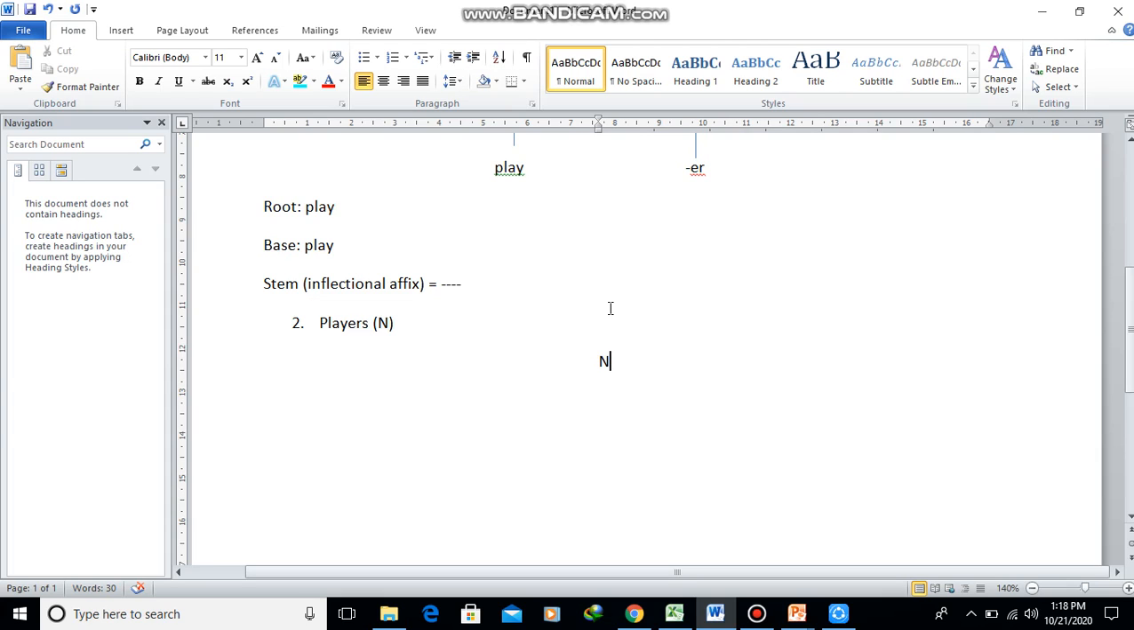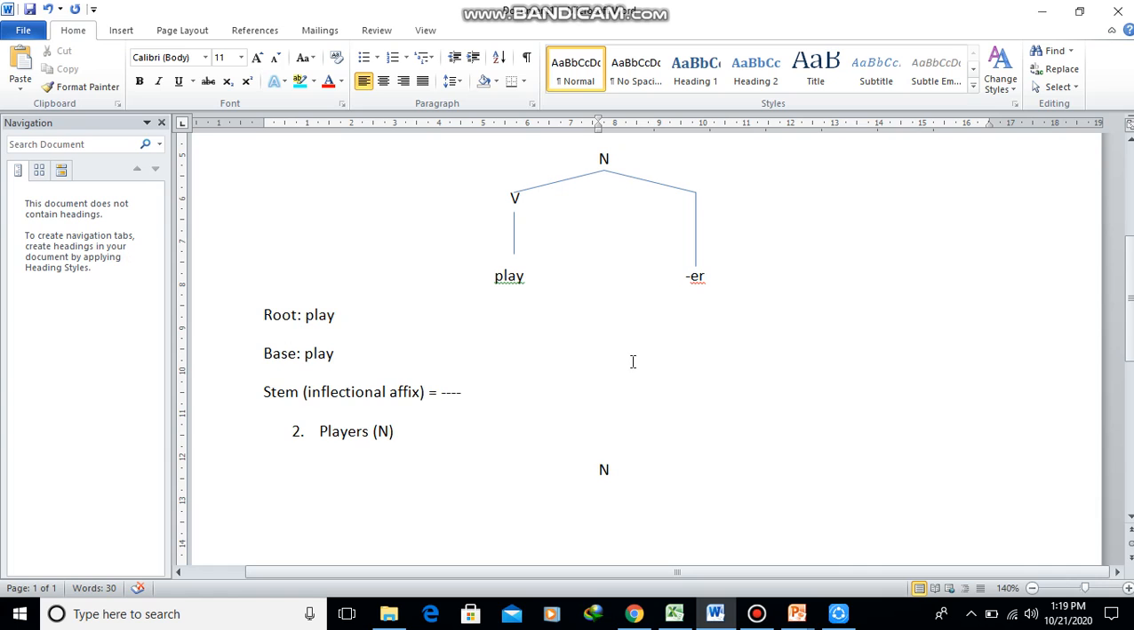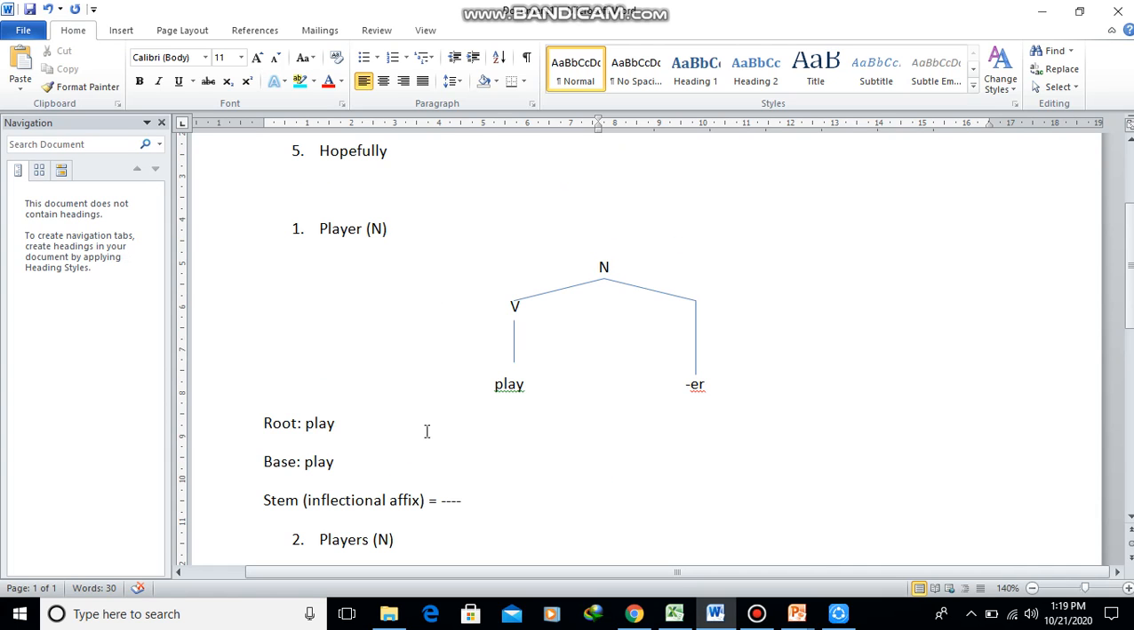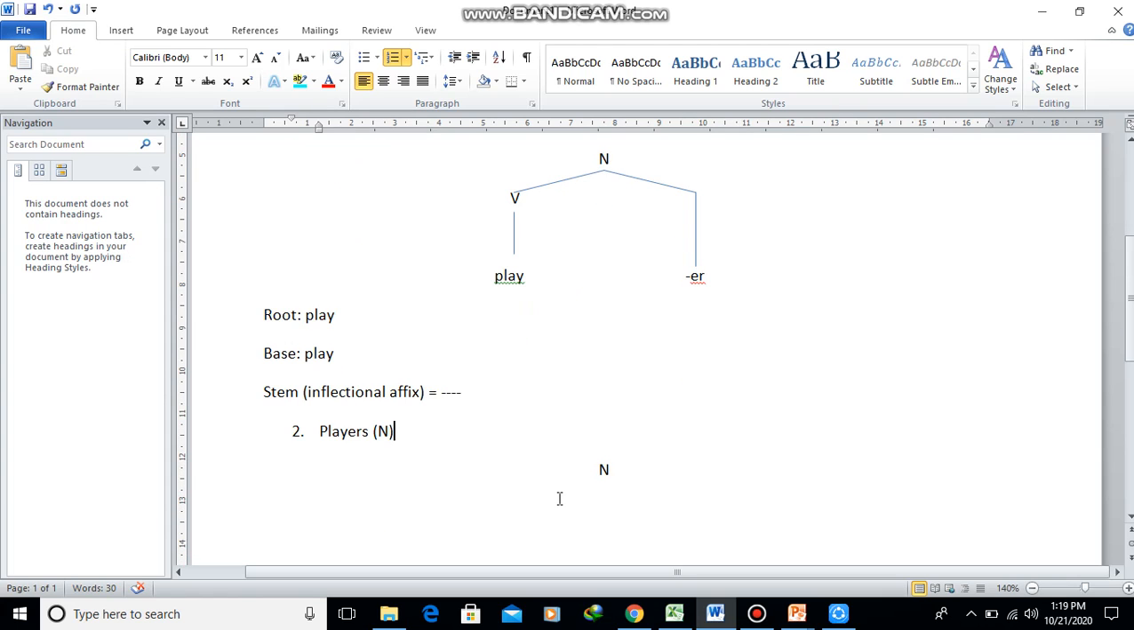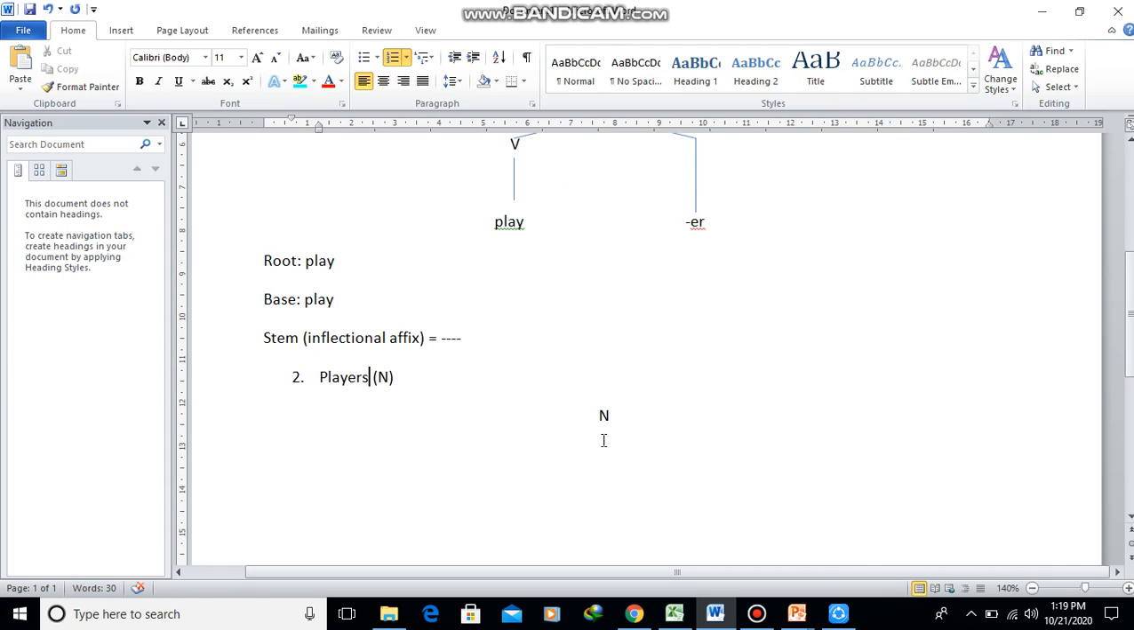The next word that I will give as an example to analyze with the tree diagram is players. So players is similar to player, so it's a noun. But the difference is that in the word players, the morphemes are three. So there is s, er, and then play. So this is how you draw the tree diagram.